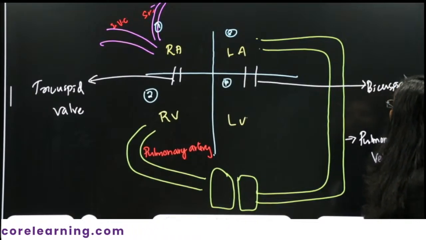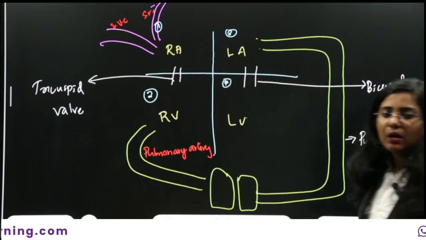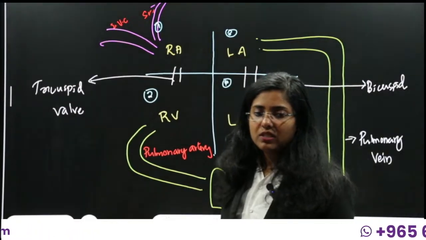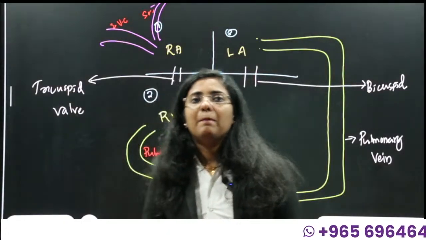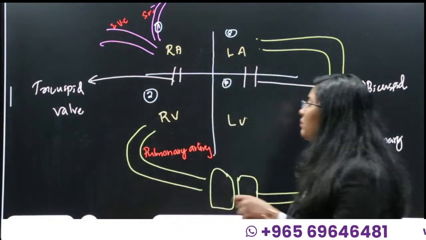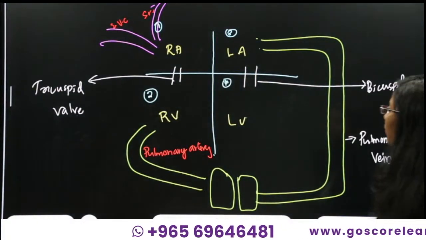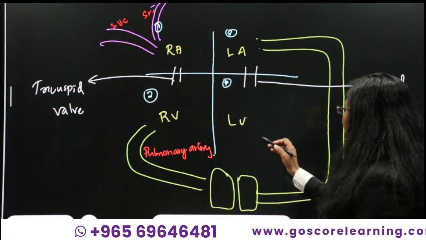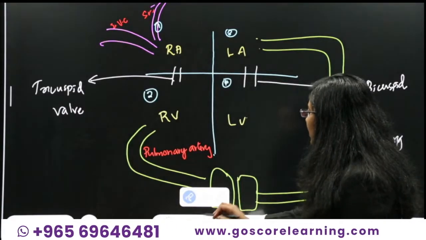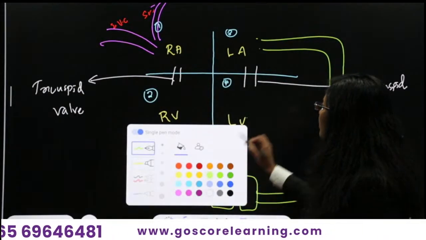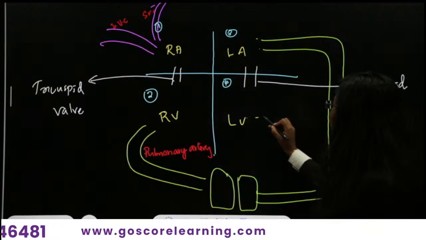The valve is known as bicuspid valve. Repeat it again, bicuspid valve. Okay, so from the bicuspid valve, it reaches into the left ventricle. From the left ventricle, it moves to different parts of the body.